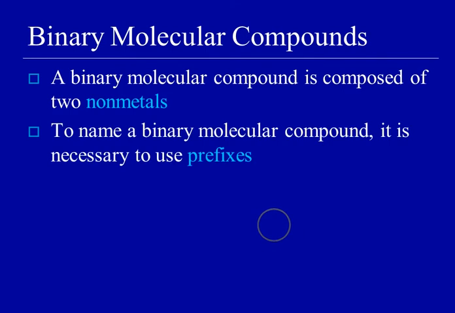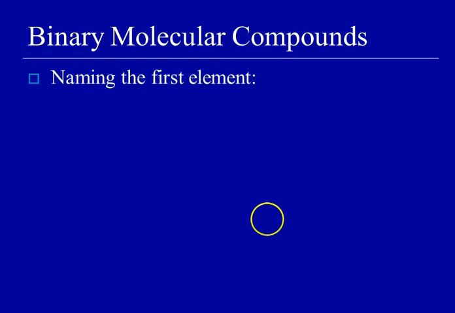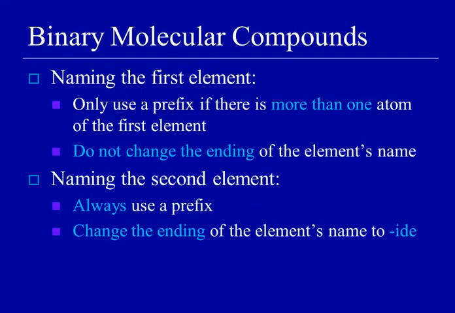To name them, we have to use prefixes in their name to name binary molecular compounds. So I'm going to scroll through these rules. Go ahead and pause it here, and I would write down what you need to write down. We're going to use a prefix in the name for the first element if there's more than one of them in that element. And we're not going to change the ending of the first name. The last name of the compound follows the second element's name, which will always have a prefix, and the ending will be changed to IDE. Again, I'm going to show you some examples, so this will make a lot more sense.